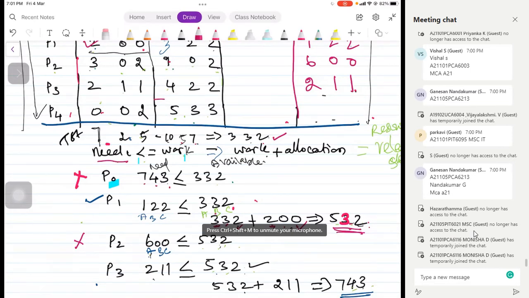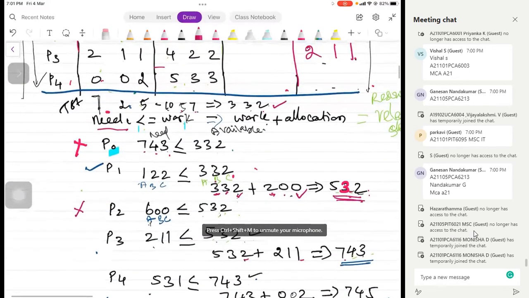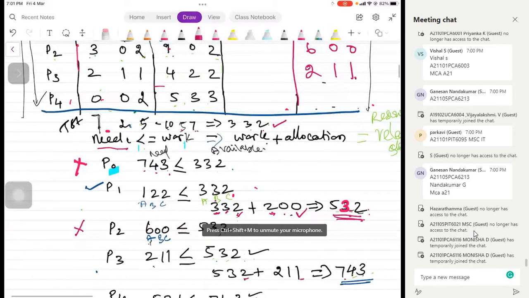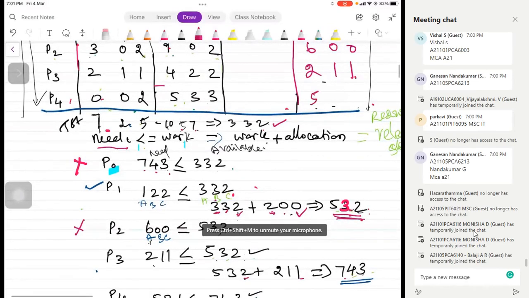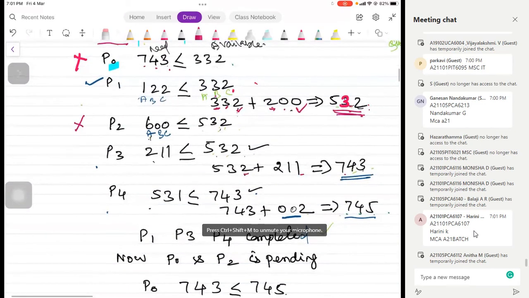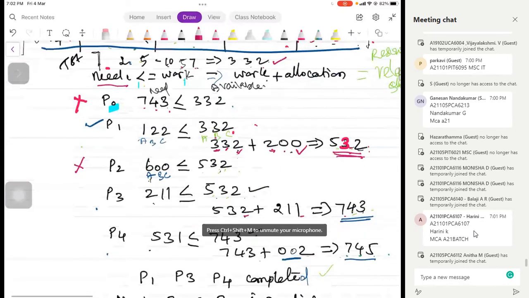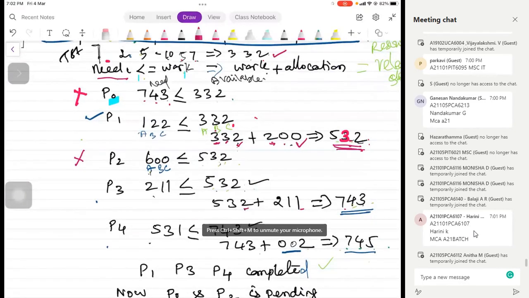How much do we have available after releasing 2 2 1? 743 is available: 5 plus 2, 3 plus 1, 2 plus 1. Now you come for P4. To finish P4, how much is needed? Only 531 is needed, and available is 743. So it is lesser, so you can give that. Now it will be releasing the 002 already allotted. Now 745 will be available.